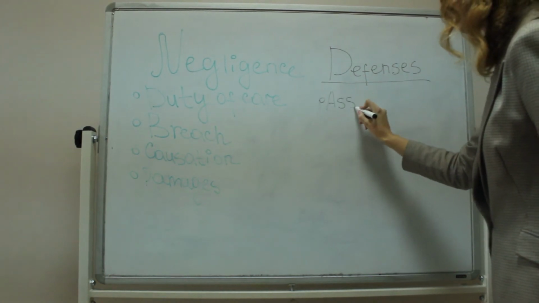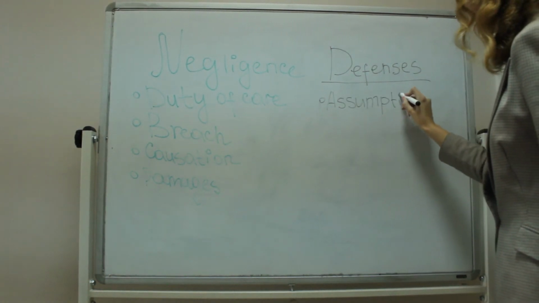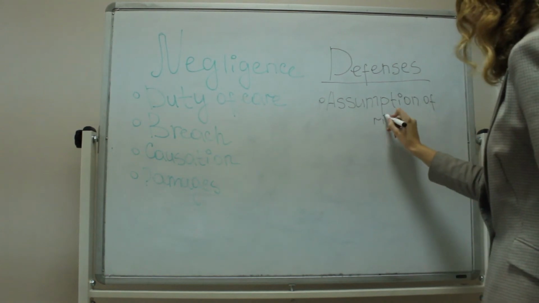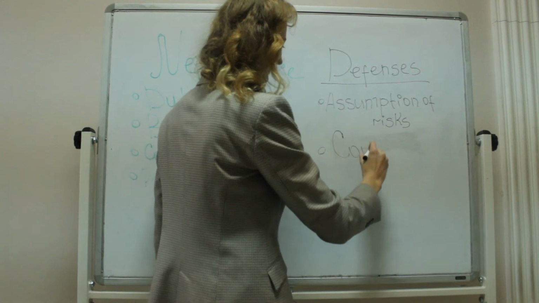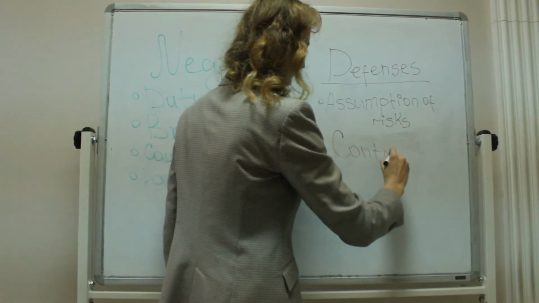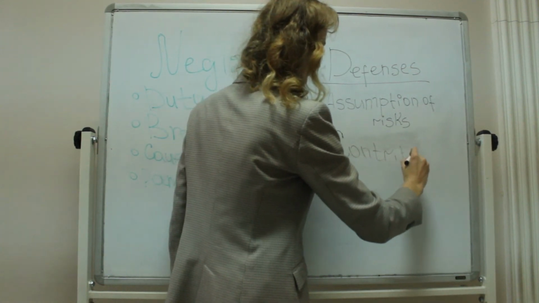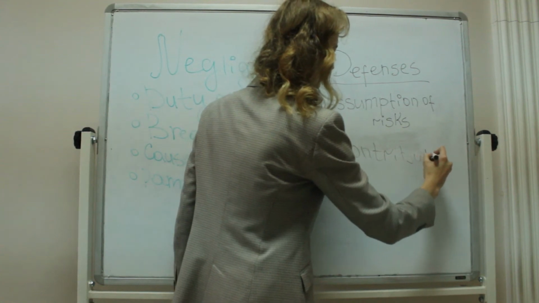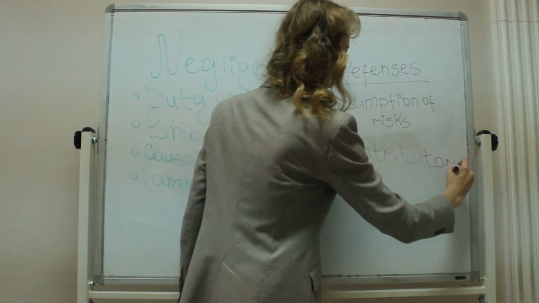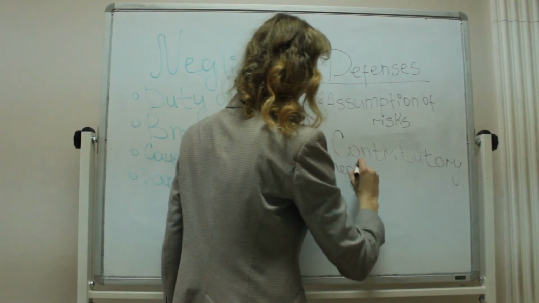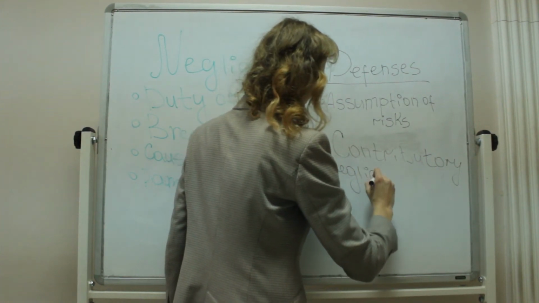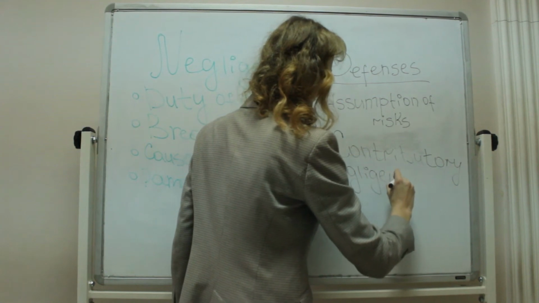Then we have the following defenses of negligence suits. The first is assumption of risk. Plaintiff voluntarily and knowingly assumed the risk at issue inherent to the dangerous activity in which he was participating at the time of his or her injury. And contributory negligence. Plaintiff's actions cancel the defendant's liability. As we can see, here we have all of the elements of negligence, but it was the plaintiff's fault to push the defendant, so his own actions led to the harm he suffered, which can be considered as contributory negligence.